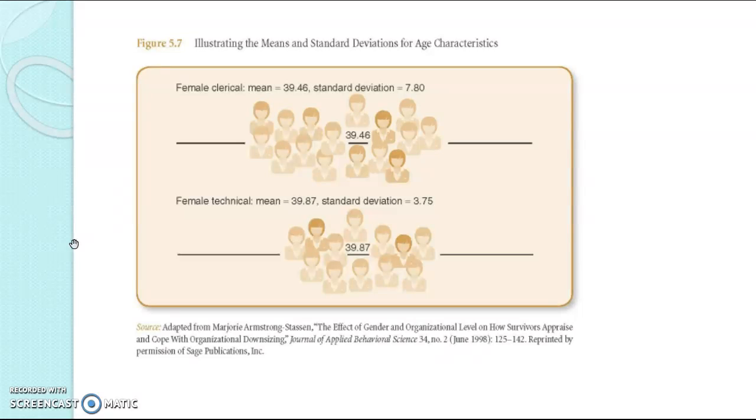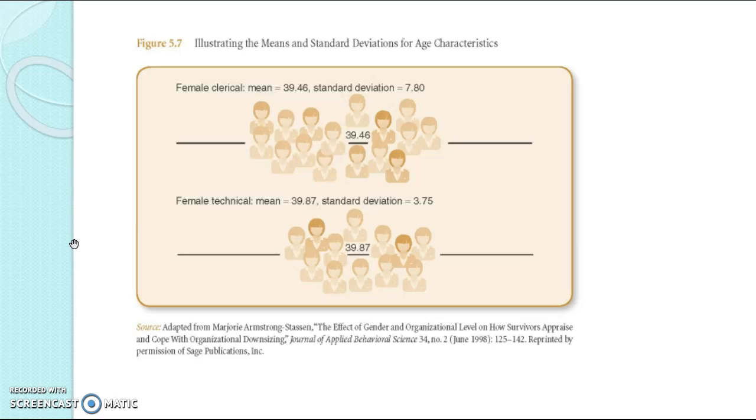So let's say this is a study that's looking at the mean ages of women in 2 different occupations, right? Women that work in clerical type of jobs and women that work in technical jobs. They found for the 2 groups, the clerical jobs, which is on top, the mean is 39.46, and the mean for the technical jobs is 39.87. So those means are very similar to each other.